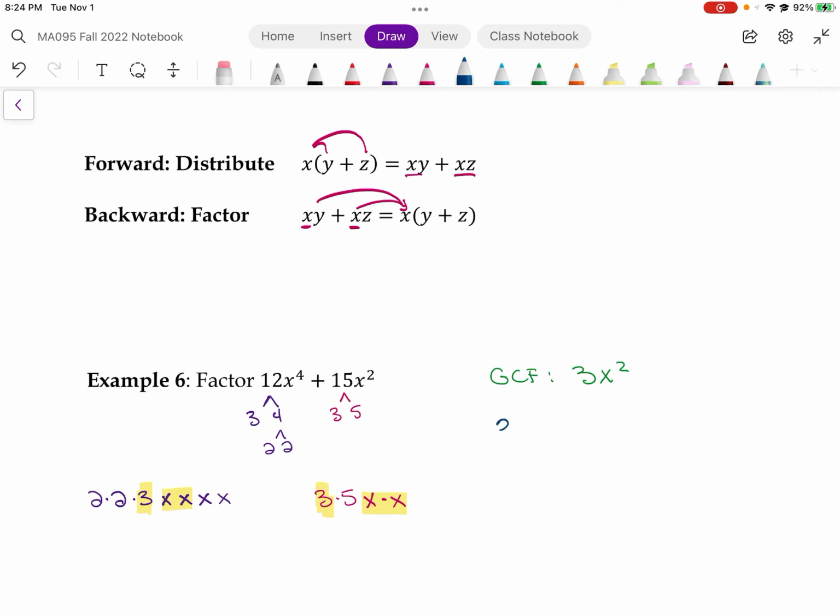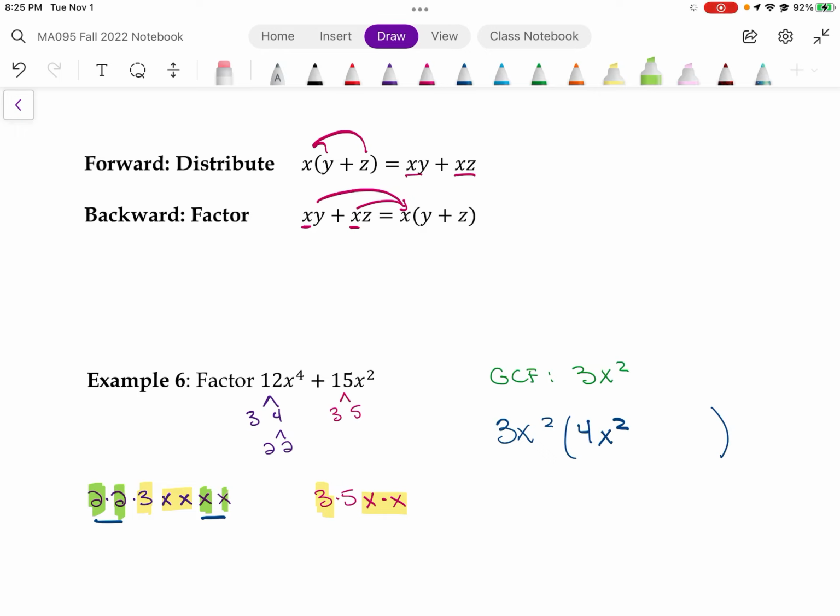So we've got 3x squared times. Now, what is left for both of these? Here's the nice thing about doing it this way. I can go back over here and say, I've got a 2 left, another 2 left, and 2 x's left. That means what I have left out of 12x to the 4th is 2 times 2, which is 4, and x times x, which is x squared. That was these 2's and those 2 x's. That's a nice thing that comes of this method until you get good at it and can do it more in your head.